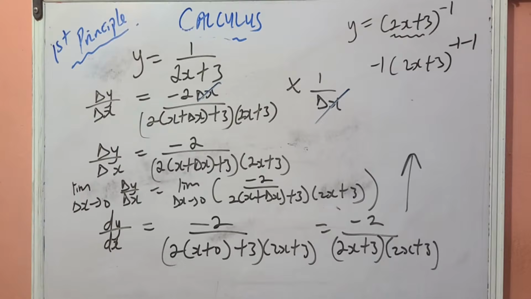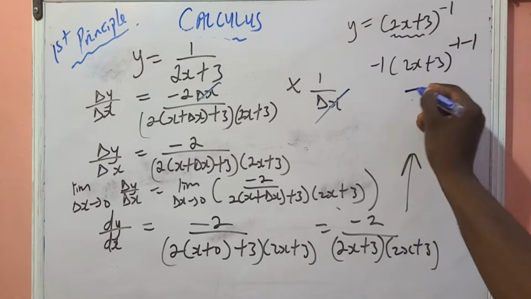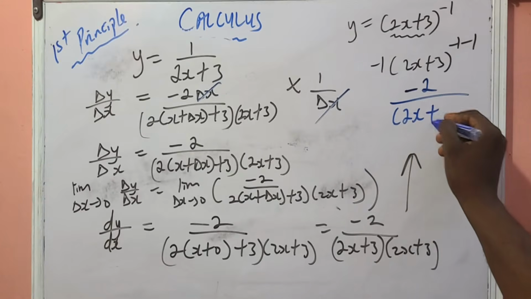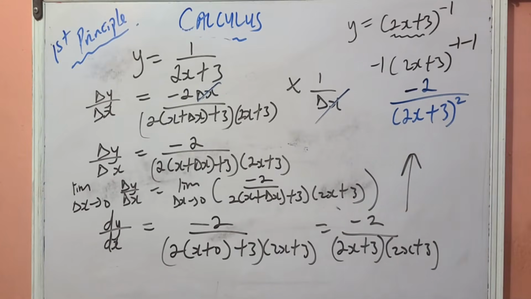My final answer will obviously be minus 2 over (2x plus 3) squared. Are you seeing that? So this is it.